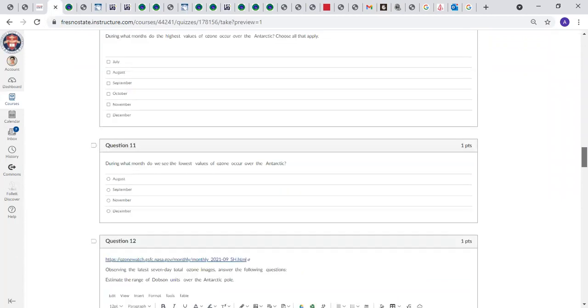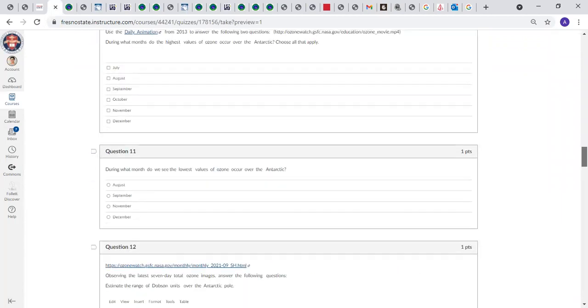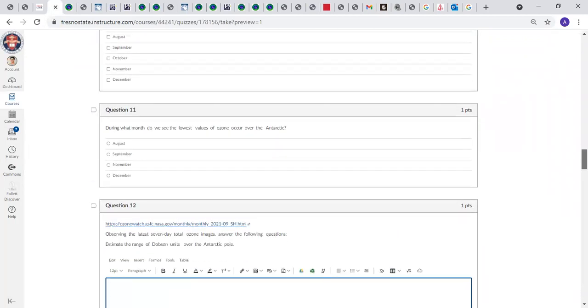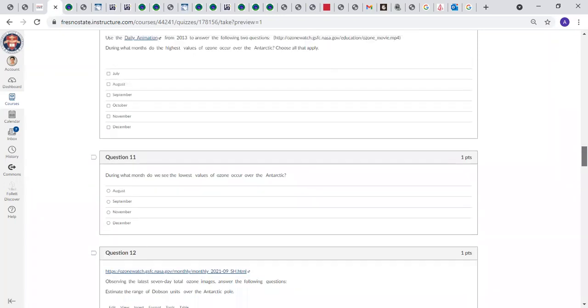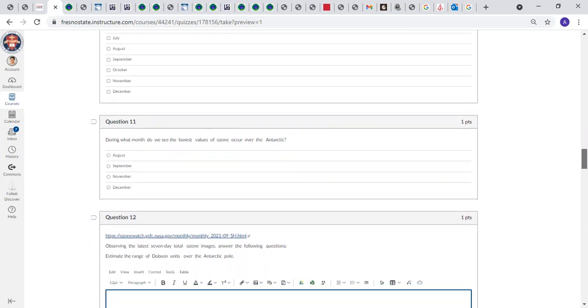And then the inverse of that, you're going to see what months are the lowest. What months have no ozone reading above Antarctica, above the Antarctic ocean. So for question 10, you're looking for color, green, red, yellow, to see which months have those high concentrations. And then for question 11, you're going to look for the absence of that color, which months have the lows.